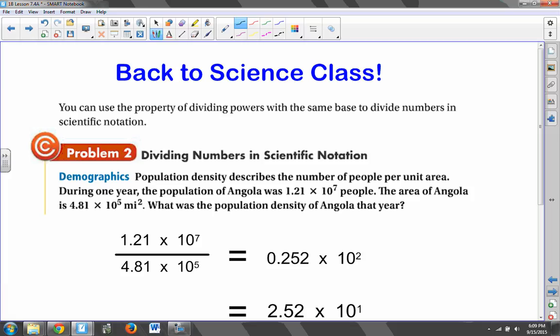This problem says, population density describes the number of people per area. Per means divide, okay? So we're going to be dividing people by area, because that's what per means. During 1 year, the population of Angola, which is a country, was 1.21 times 10 to the 7th people. The area of Angola is 4.81 times 10 to the 5th square miles. What was the population density of Angola that year? Okay? So all we're being asked to do here is do this division problem. 1.21 times 10 to the 7th divided by 4.81 times 10 to the 5th.